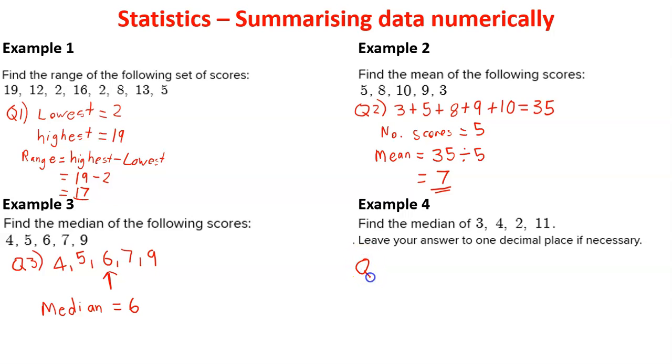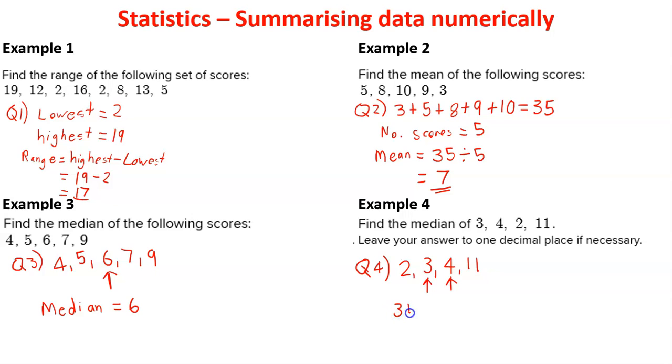So in my book, I would be writing question 4. And it would be 2, 3, 4, and 11. Now in this case here, because it's an even set of scores, we're going to have 2 middle numbers. So we've got 3 and we've got 4. So if you recall from your handout or from your notes, if we have 2, we need to add the values together. So our median, we can add those together first.